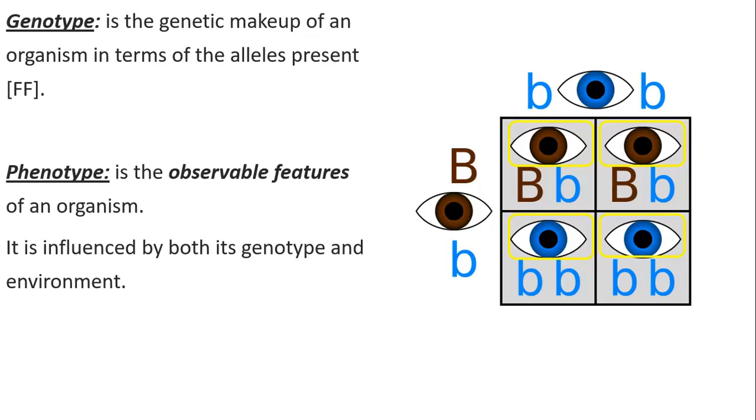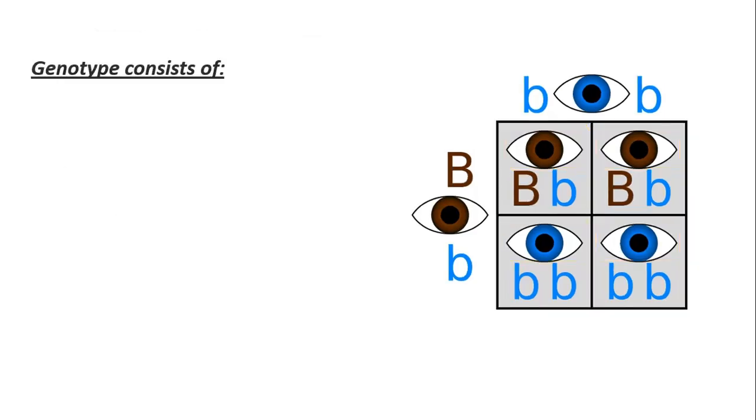So again, what's the phenotype? It's the observable features, or the feature that you can see on the outside. So it's influenced by the genotype and sometimes by the environment. Not in the case of eye color, of course, but for example, in the case of height or weight, it's also affected by our environment or our behavior.